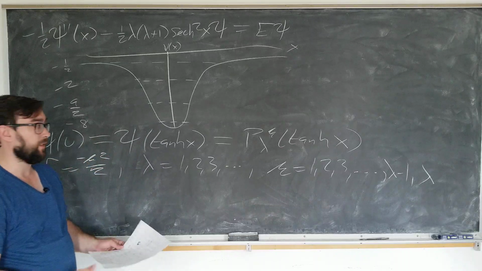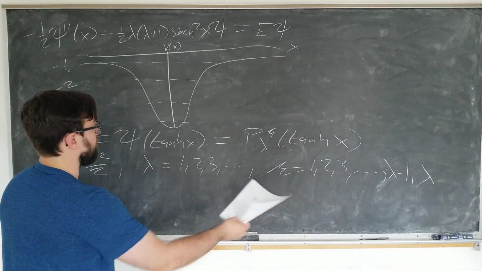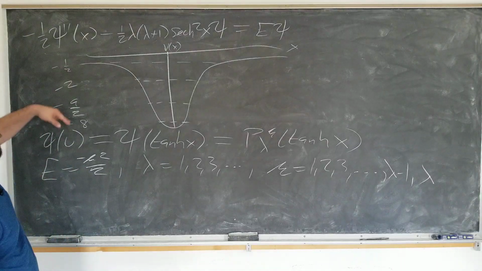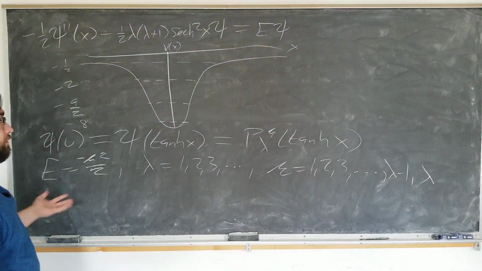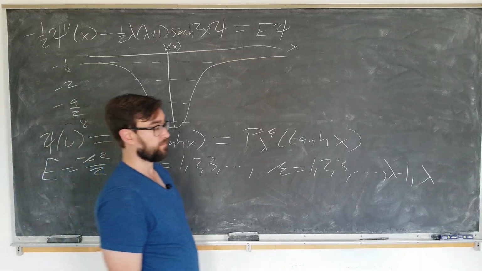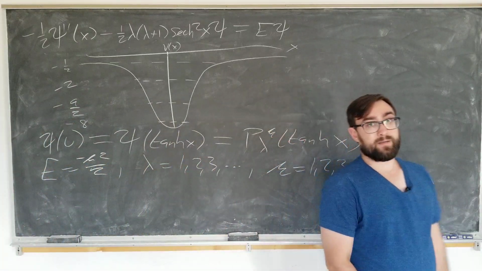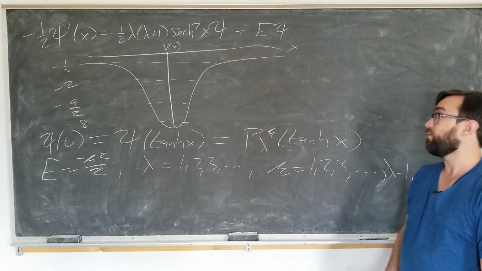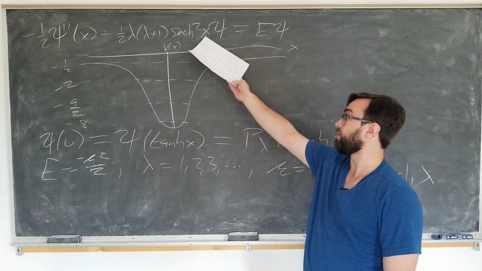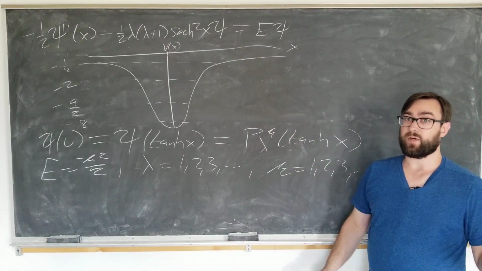So basically, the interpretation of these conditions is: draw the potential, start at the top, fit as many eigenvalues as you can, and you're done. That's how many energies the system will allow. And I think it's interesting because we do have an analytic solution in terms of special functions for a very unusual potential. Doesn't always happen in quantum mechanics.